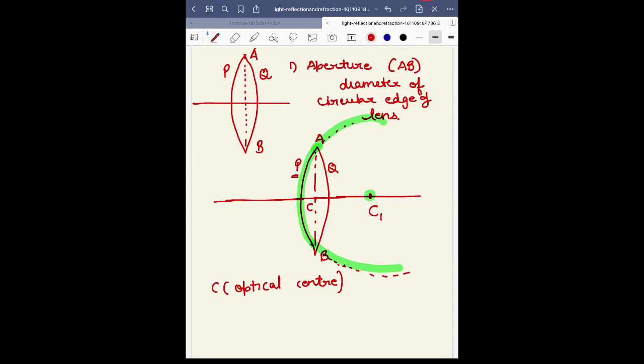Now I take the second surface, the Q surface, like this. The sphere will be completed like this here. That will also have a center of curvature, and we denote it by C2. So a spherical lens, since it is bound by two spherical surfaces, will have two centers of curvature, which we denote by C1 and C2.